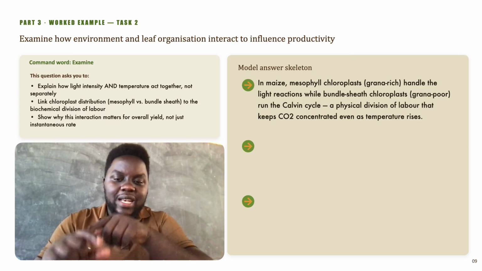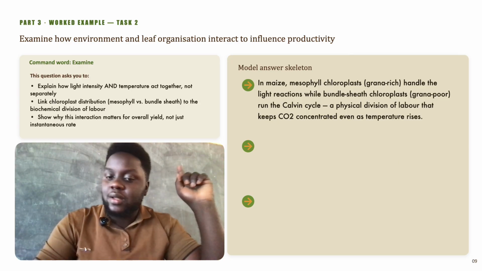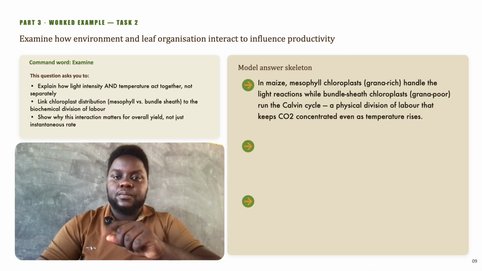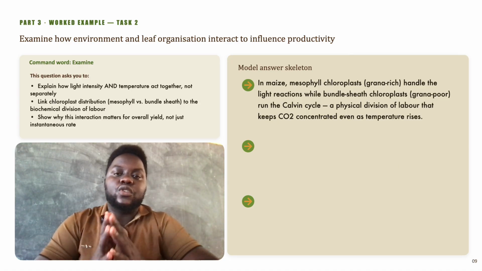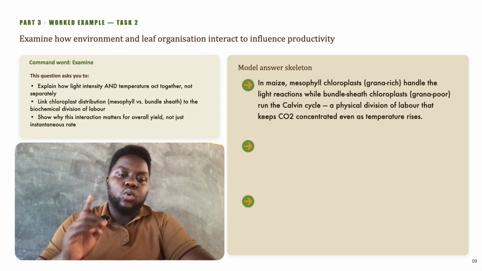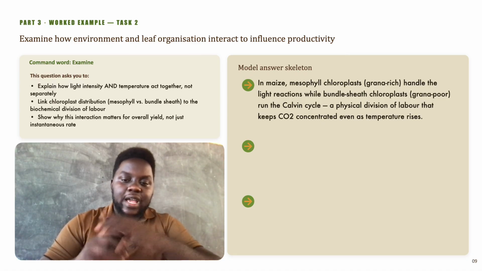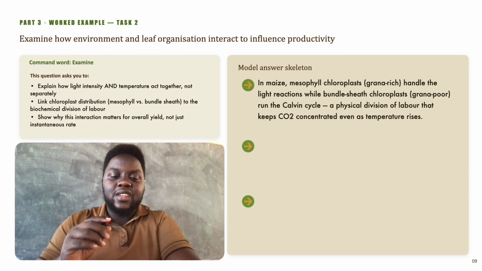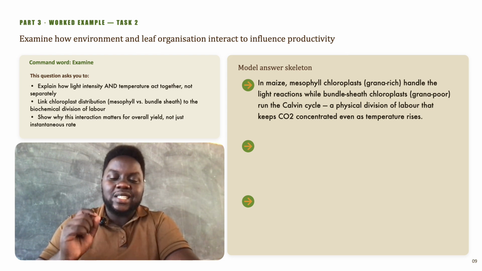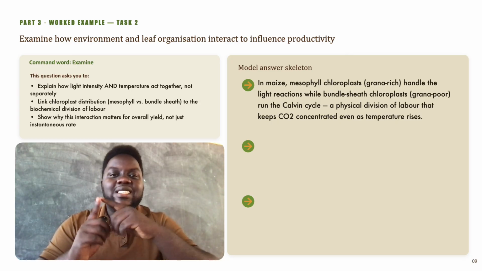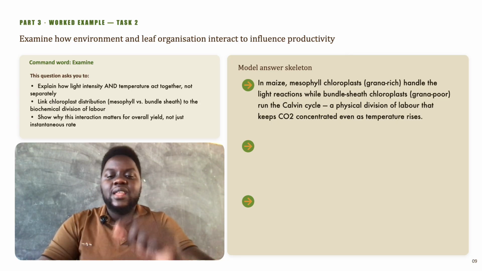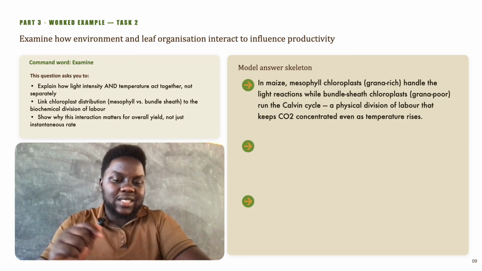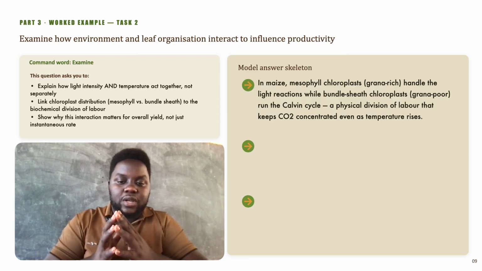Instead, they are built for the light-independent reactions, in quotes, the Calvin cycle, where carbon is actually going to be fixed into sugar. Now, this is a physical division of labor between the two cell types. One cell type captures light energy, and a different cell type uses that energy to fix carbon. And critically, this division keeps carbon dioxide concentrated around Rubisco even as temperature rises, because the carbon dioxide releasing step is physically walled off inside the bundle sheath cell away from the atmospheric oxygen.